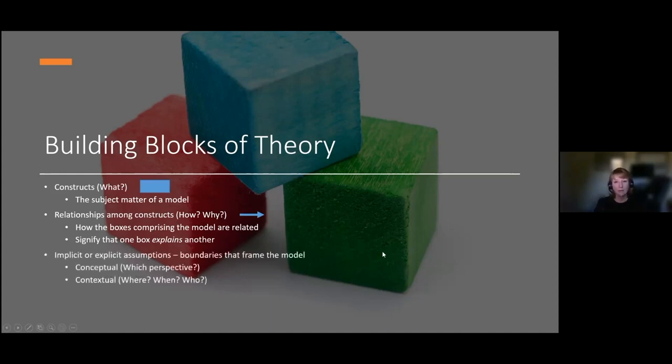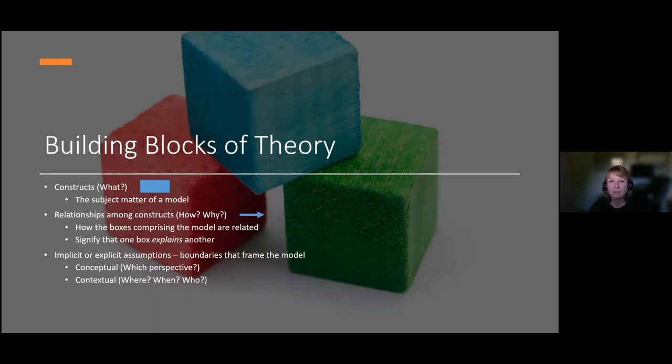Third is assumptions. What are the boundaries that frame the model? And often we forget about that. Conceptual assumptions would be your perspective. We all come with our own implicit perspective. So what's our perspective that is shaping the way that we see the model? And then also the context. Where does this model apply? Who does it apply to?